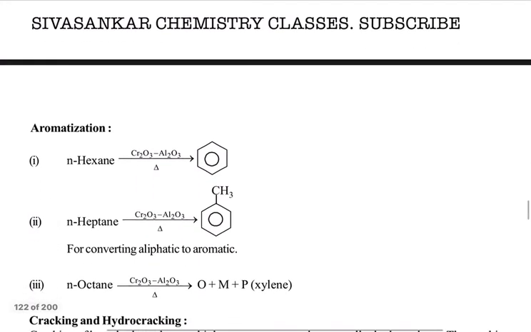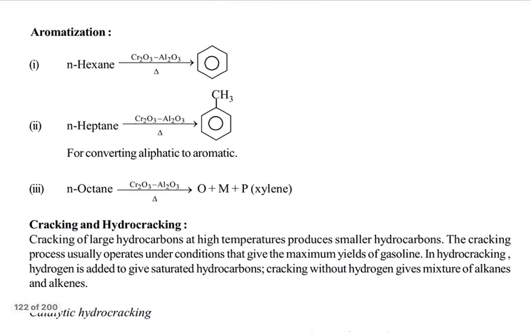Next, aromatization. Aromatization generally means compounds which contain a benzene ring and follow Huckel's rule, 4n plus 2 pi electrons. Those are called aromatic compounds. For aromaticity I will explain in the classes. So here we are taking saturated alkanes, that means n-hexane, n-heptane, n-octane, in the presence of an aromatization agent, chromium trioxide and aluminum oxide, with heat.